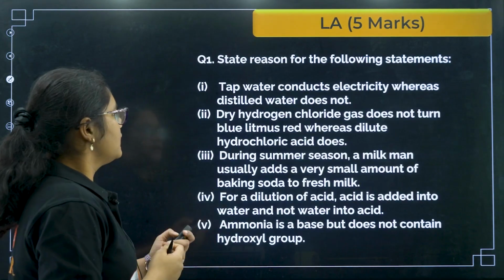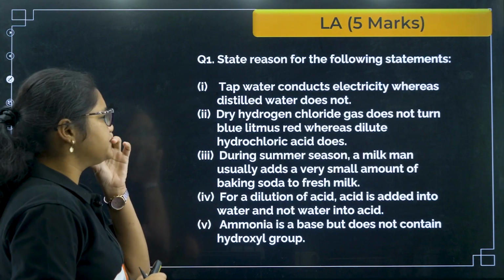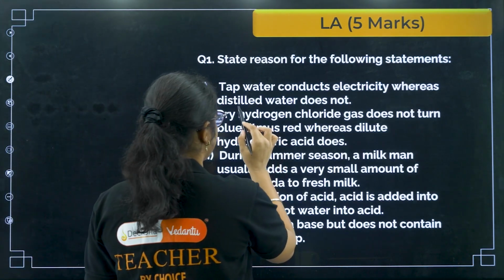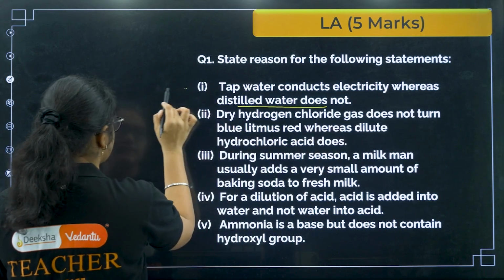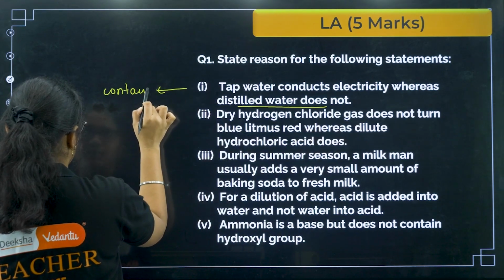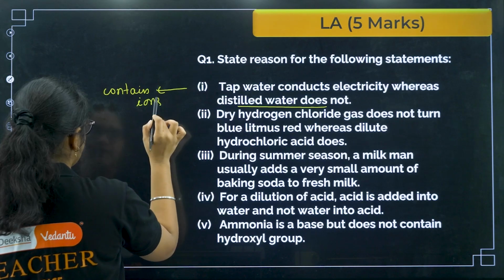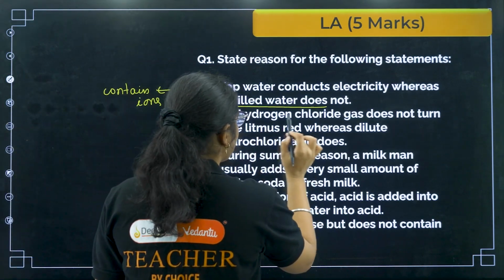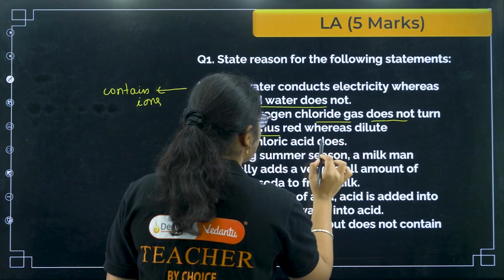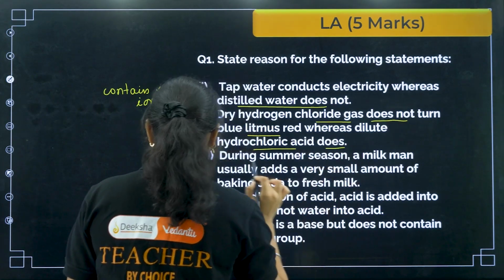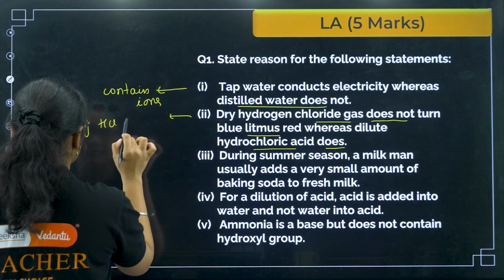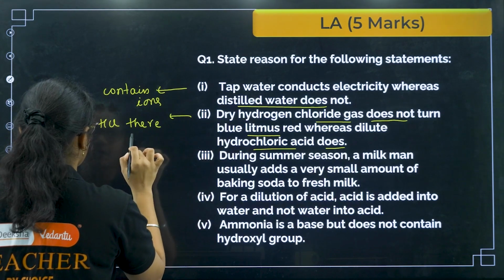Okay, next we'll go to long answer question. State reason for the following statements. Tap water conducts electricity whereas distilled water does not. The answer here is tap water contains ions whereas distilled water does not. Dry hydrogen chloride gas does not turn blue litmus whereas dilute HCl does. So you can write down, in dry HCl there is no H plus ion.